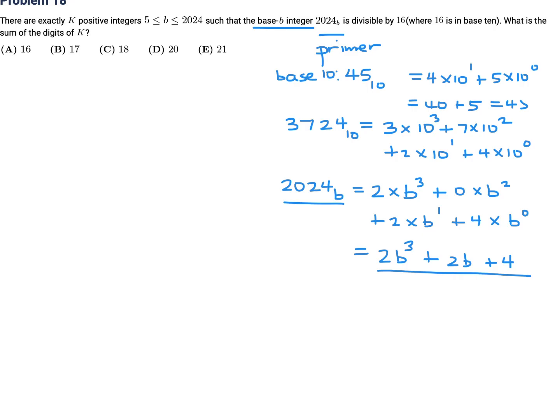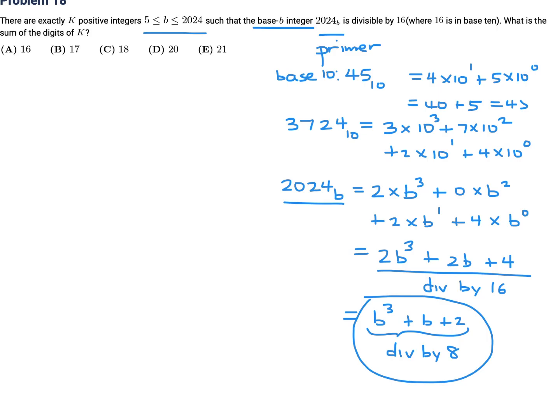And they're saying that this is divisible by 16. For the sake of simplicity, if I divide through by 2, it'll be b to the power of 3 plus b plus 2, and this would be divisible by 8. I think that'll make it a little easier to work with. Then what they're saying is that for all the numbers between 5 and 2024 inclusive, for which values of b is this true?